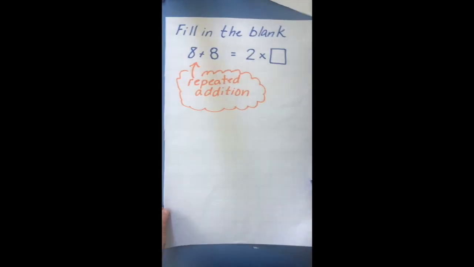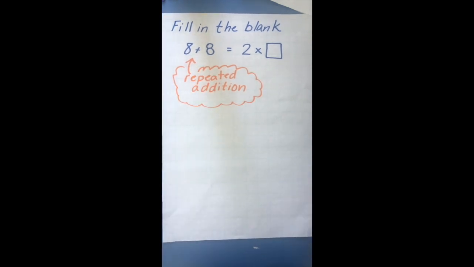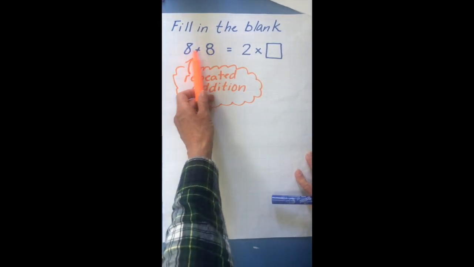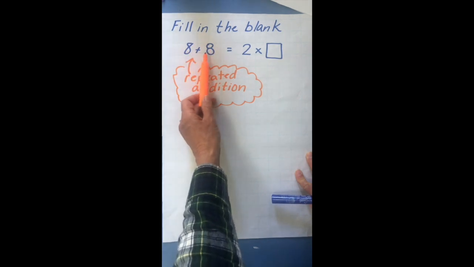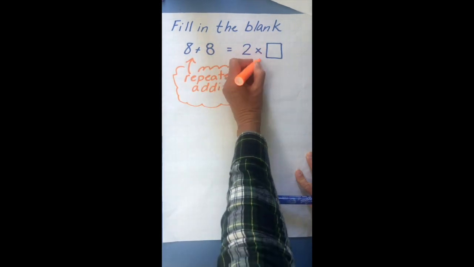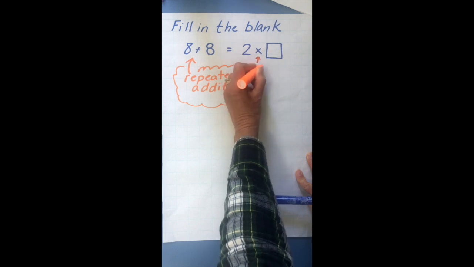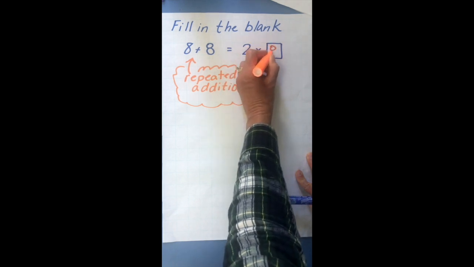Next slide. You might get something that looks like this. It might say fill in the blank. Well, that's pretty easy. This looks like repeated addition. It looks like you have two eights. So I have two groups of eight. So two groups, we know this means of. So I know this must mean eight.